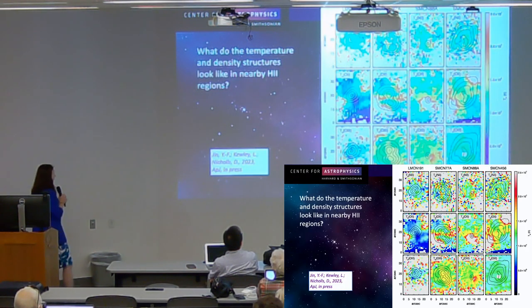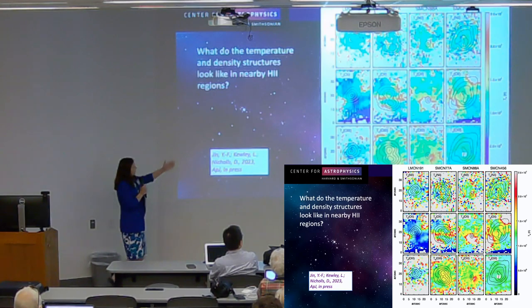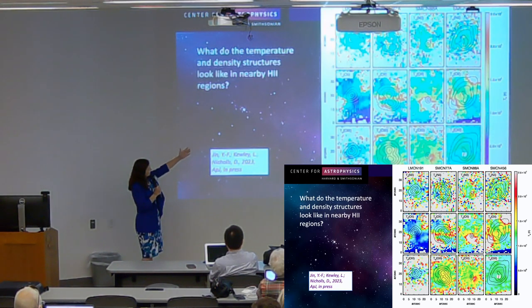So here's what they look like. So the H2 regions up here, we have the temperature structure shown for each of the different H2 regions, measured using different lines. So we've got nitrogen 2, oxygen 2 and oxygen 3 temperature structures.